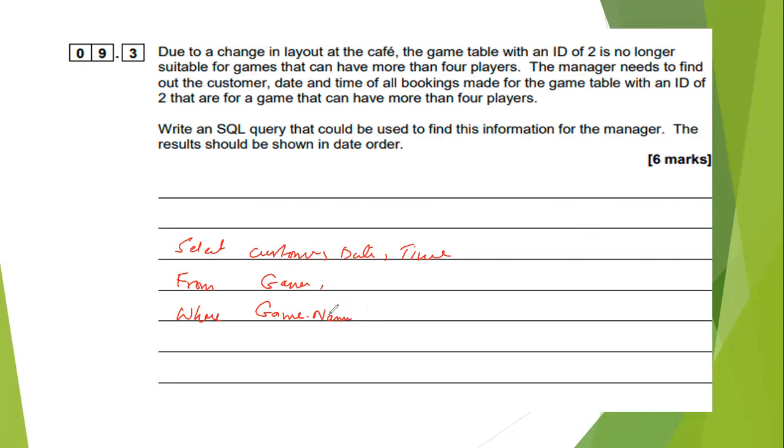Basically you have to join using a primary key and foreign key. So don't you need two tables then? Game and booking. Sorry, not member, booking. So then game name, there is no ID. Game dot name equals bookings dot name.